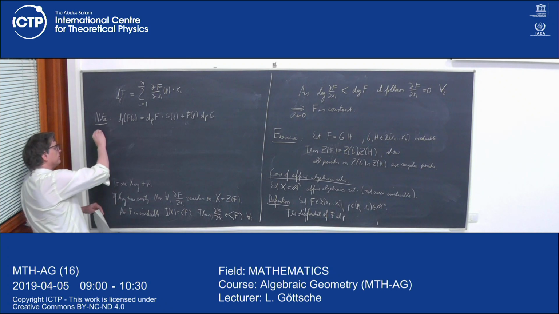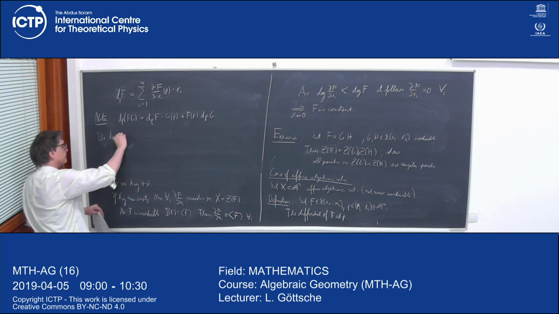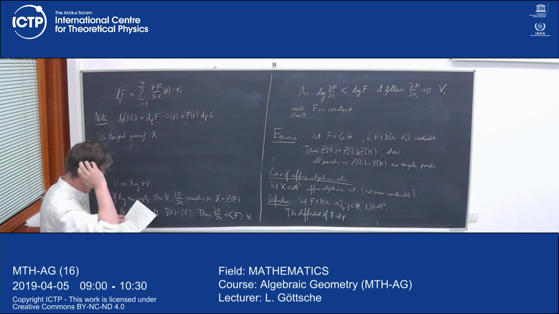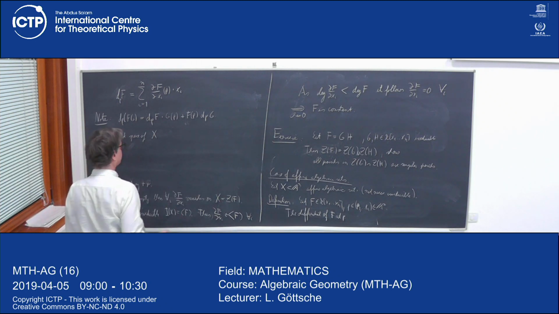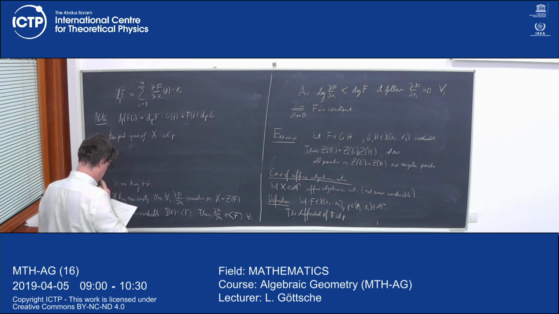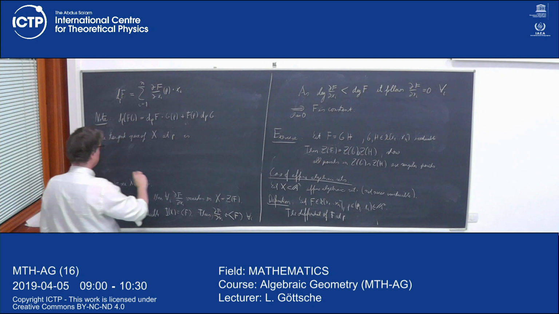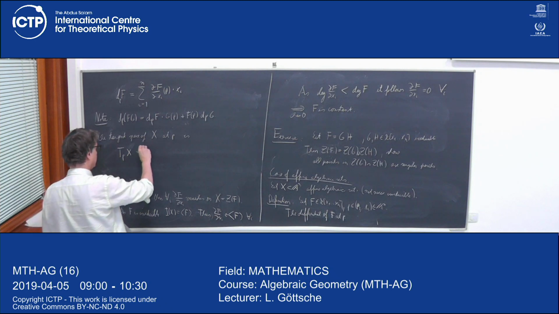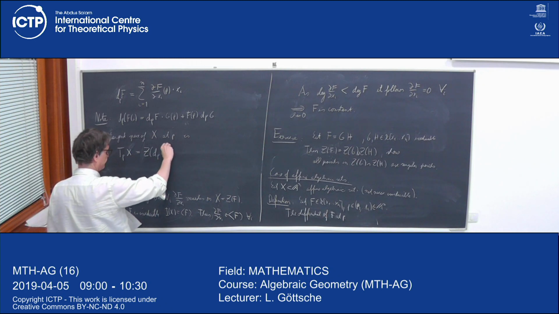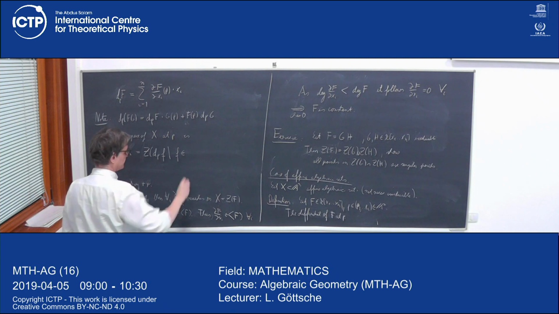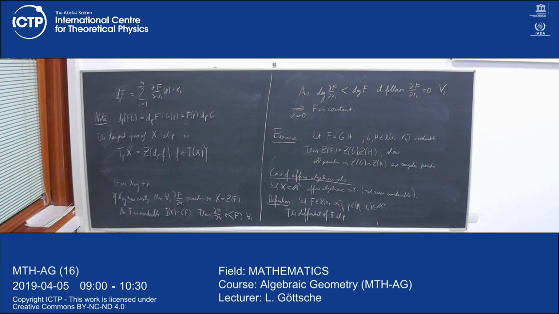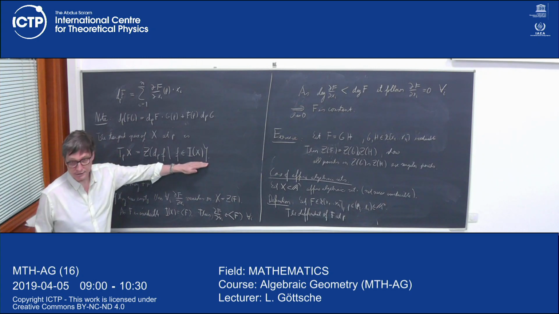And the tangent space of X, so X was our prime variety, at p, will be just T_p X, which is the zero set of all these differentials, where f runs over all elements in the ideal of X. So I take the common zero set of the differentials of all functions which lie in the ideal.